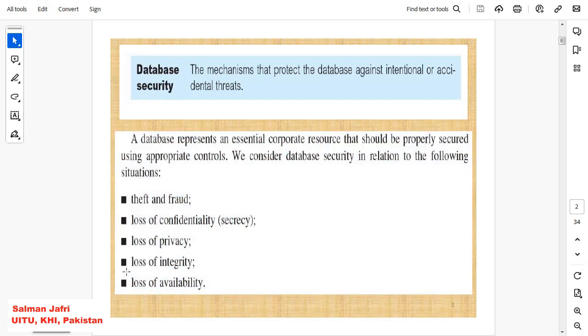And last but not least, loss of availability. Your database is not available for any reason. If an attacker or a threat makes your database go offline, then the database is unavailable. You might lose billions of rupees in revenue and many customers because your database is not up.